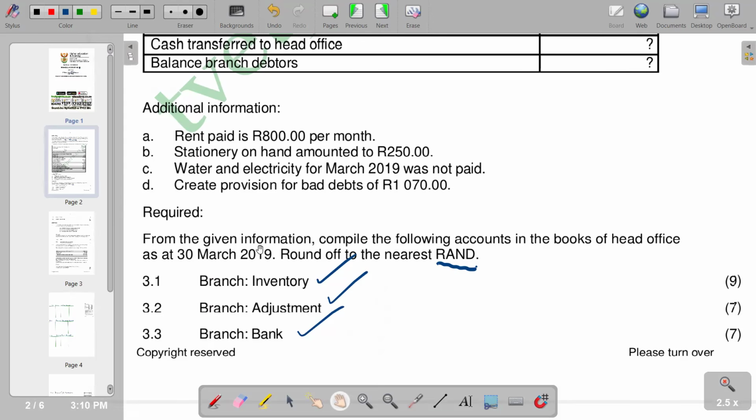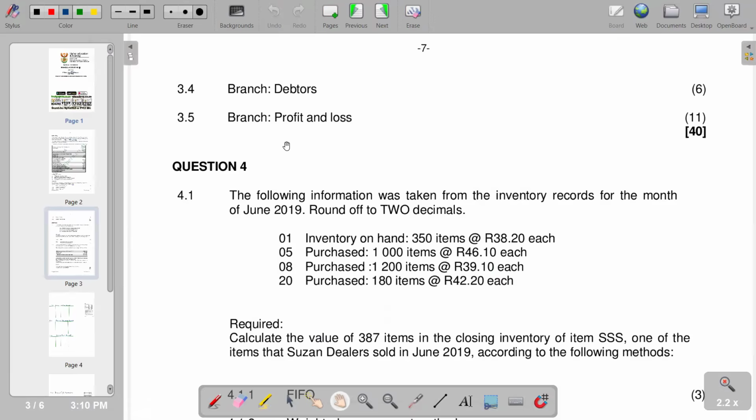The first part, we need to prepare the branch inventory account. We also need to prepare the branch adjustment account and the branch bank account. We also have branch debtors, which is debtors being the trade receivables. We also have branch profit and loss. So that is a total of 40 marks as indicated for the question on branch accounts.